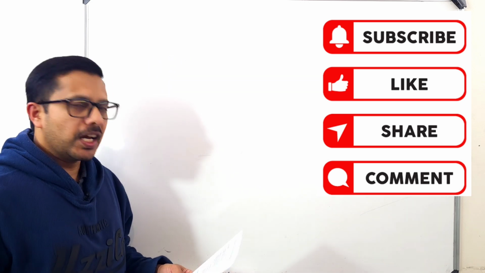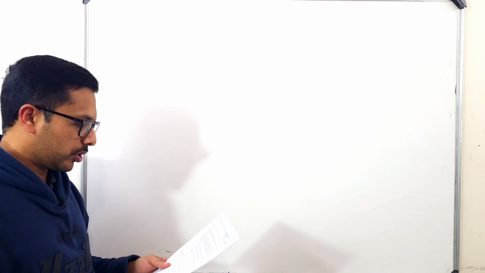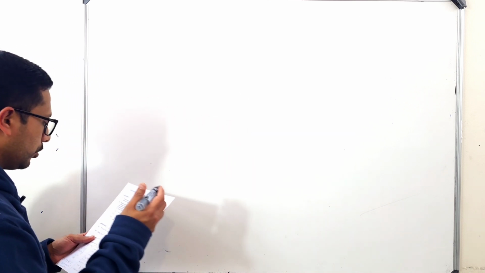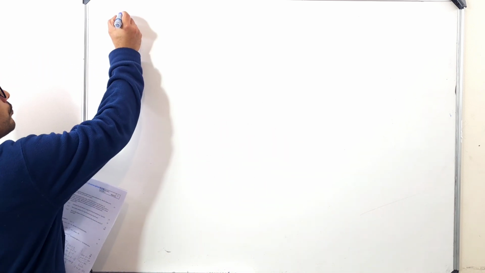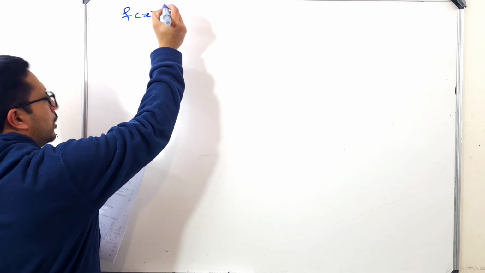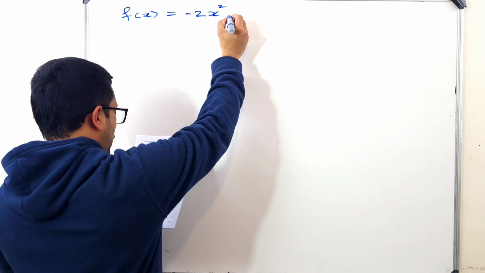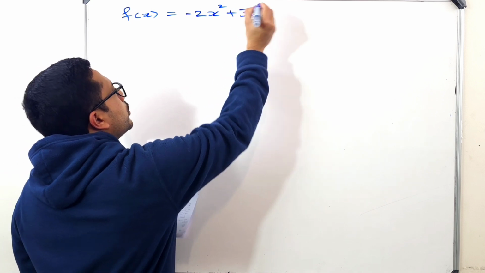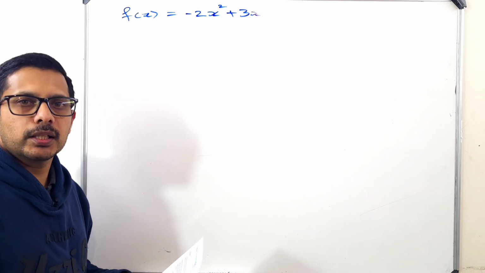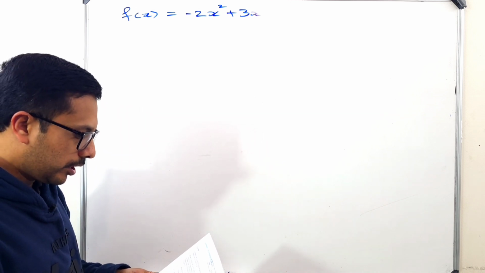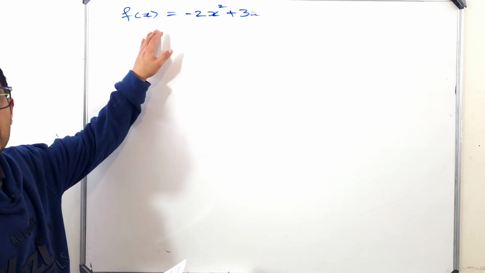Anyway, we can start without wasting time. First, question number 8.1. If f of x is equal to minus 2x square plus 3x, so there is a function given like this. And what is the question? Determine f dash of x from first principle. Using first principle, you have to find the derivative of this one.